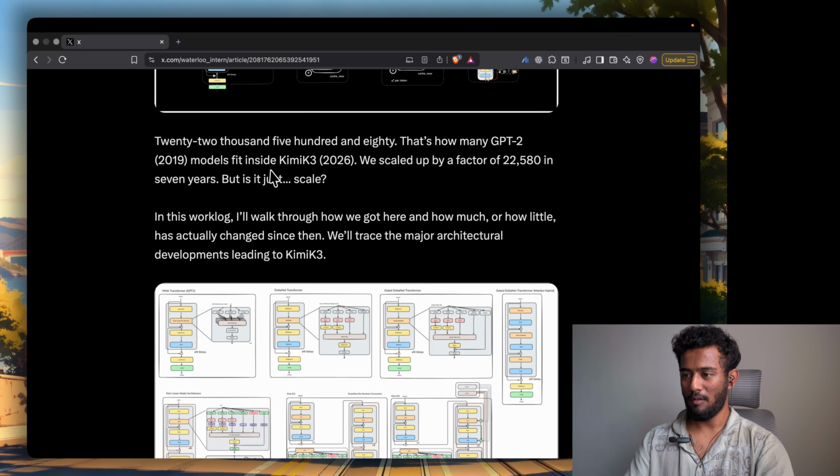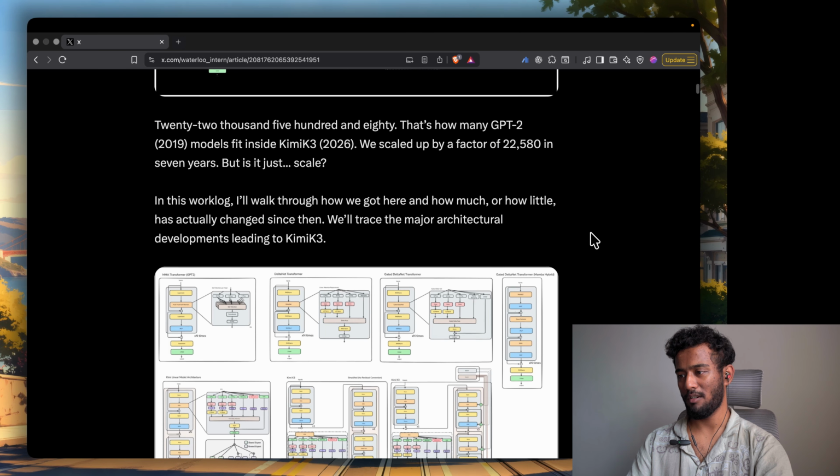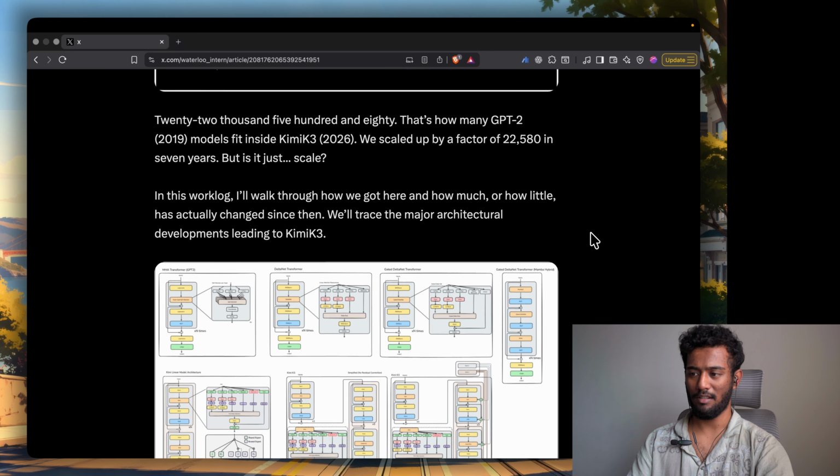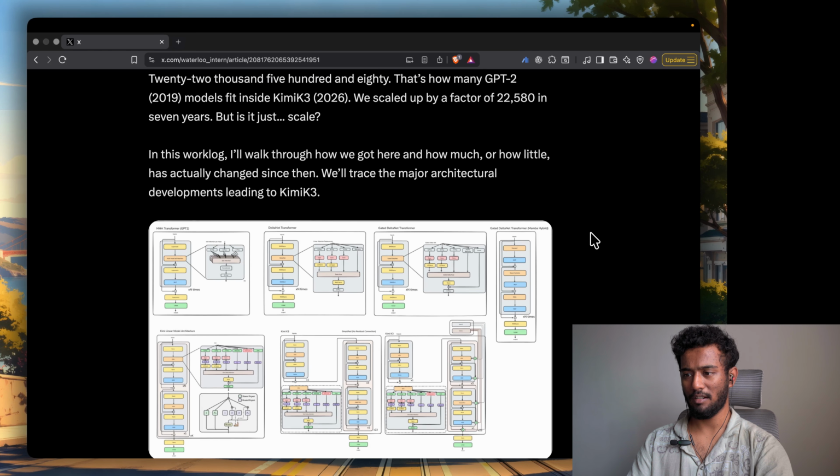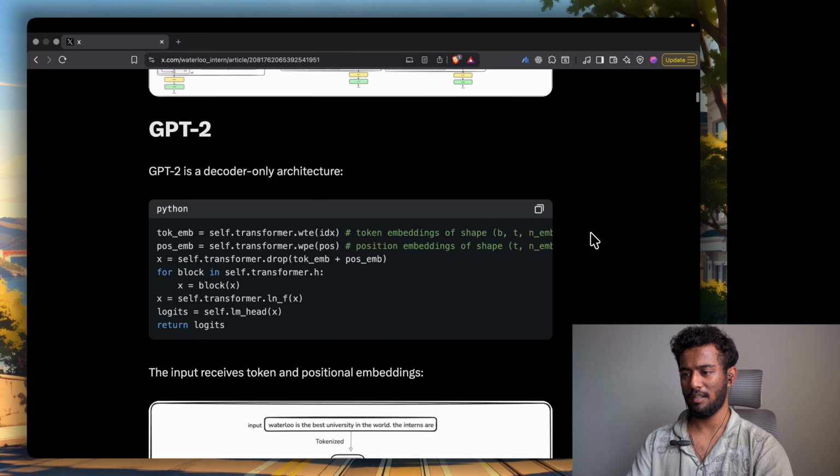22,580. That's how many GPT-2 models fit inside Kimi K3. We scale up by a factor of 22,580 in 7 years, but is it just scale? In this walkthrough, I'll go through how we got here and how much or how little has changed since then. We'll trace the major architectural developments leading to Kimi 3.